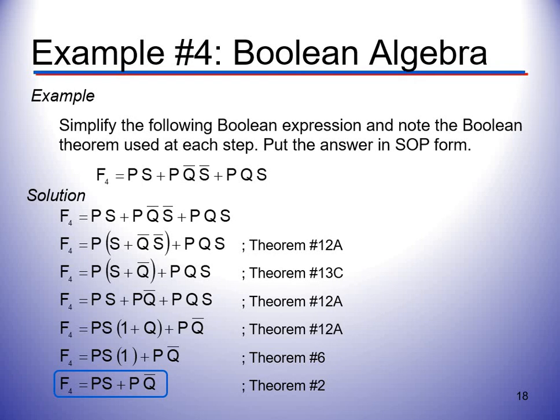We could factor a p out of that and be left with s or q bar, but s or q bar doesn't necessarily simplify down using any of our theorems. We'd have to know the exact values for s or q bar. But the final answer here is ps or pq bar. Remember there's multiple ways to get to that answer, but you will get to the same answer.